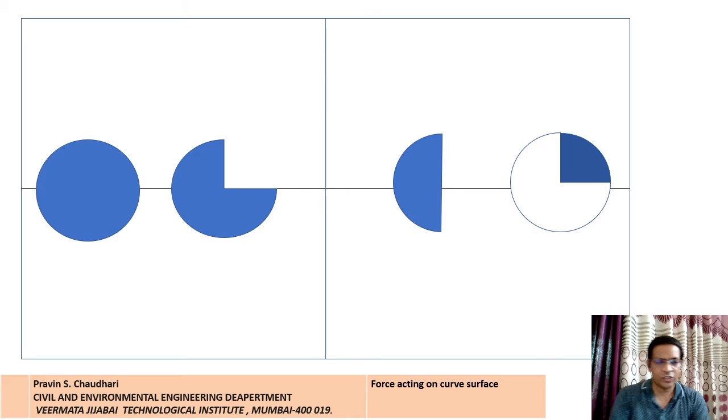So for each, you can use the formula F equals gamma A x, where gamma or W is the unit weight of a fluid, A is the area of a lamina or surface in contact with the fluid, and x represents the position of the centroid with respect to the free liquid surface.